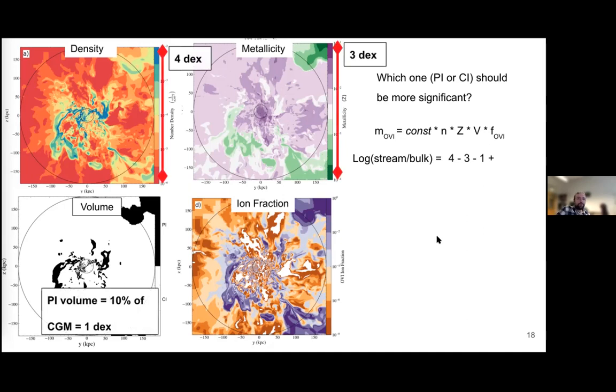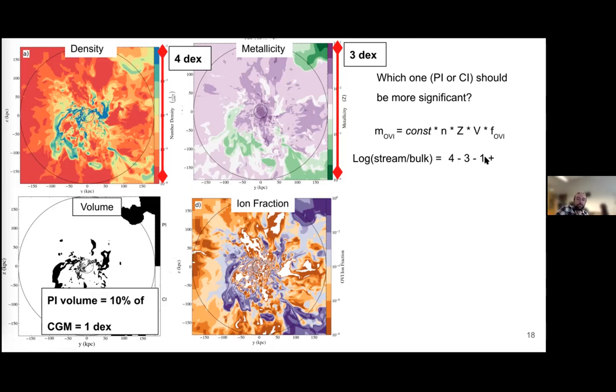Basically, if we want to know which one of these is more important, first let's leave out oxygen 6 fraction for a second. This is 4 orders of magnitude difference between the stream and the bulk in density, and about 3 orders of magnitude difference in metallicity. So the stream is higher density, lower metallicity, and the volume is about 1/10. So about 1/10 of the volume is in these inflowing streams, and about 9/10 is in this outflowing bulk. So our total amount is 4 minus 3 minus 1. So our amount of total oxygen inside the streams is about the same as oxygen outside the streams.